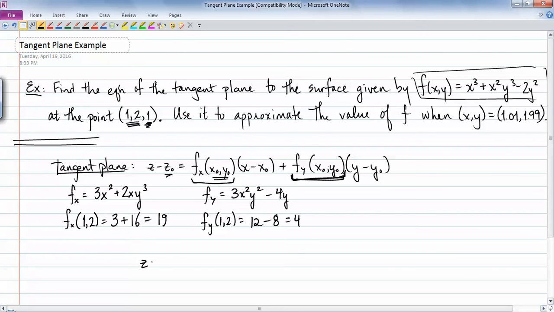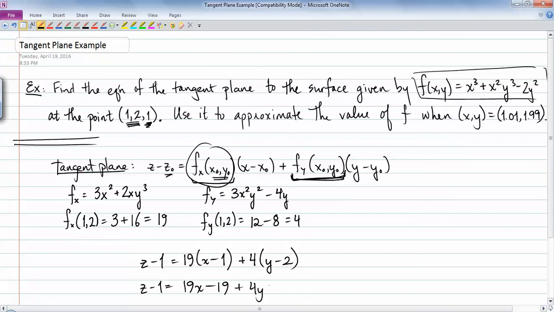z minus z naught, well, z naught is 1. The slope at the point where I'm looking is 19 in the x direction. x minus x naught, what's x naught? That's 1. Plus, and then the slope in the y direction is 4 at that point. y minus y naught, what's y naught? 2. And then you can simplify a little bit if you wanted. So it's z minus 1 equals 19x minus 19 plus 4y minus 8.